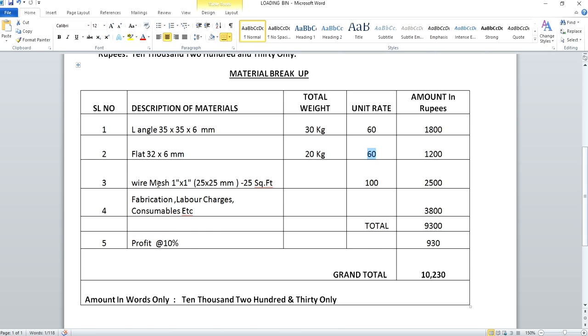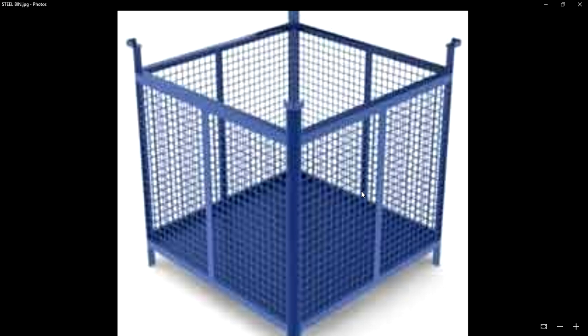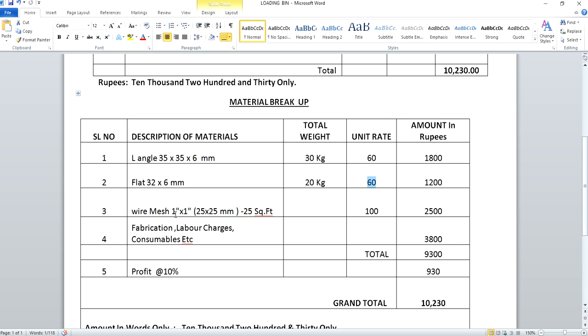And now you'll have to provide wire mesh also, because here you are saying the wire mesh. The wire mesh which we are considering is 1 inch by 1 inch, that is 25 mm by 25 mm. And these wire meshes are available in the market, and this is being sold on a square feet basis, and the rate per square feet for this 1 inch by 1 inch wire mesh is 100 rupees. So our total requirement is 25 square feet. If you multiply this 25 by 100, you will get 2500 rupees. So this will be the cost which you need to spend for procuring this wire mesh.